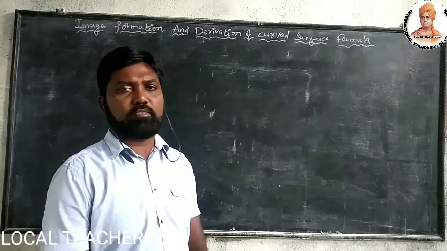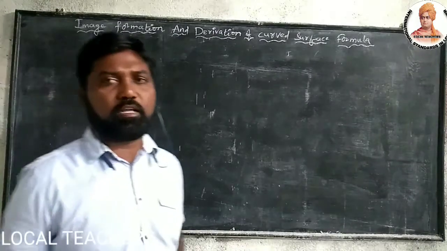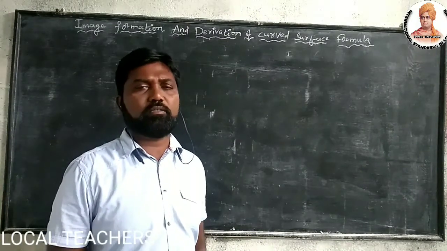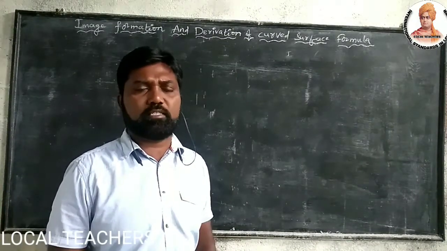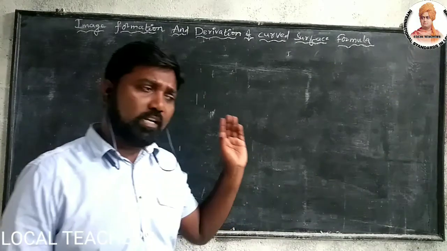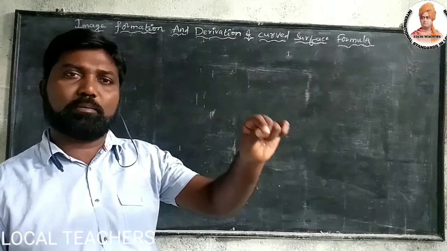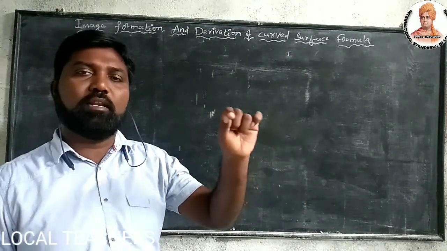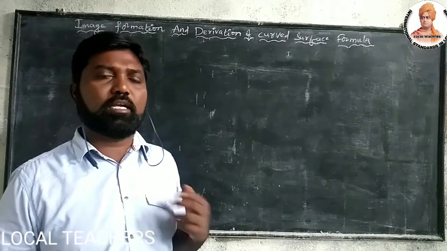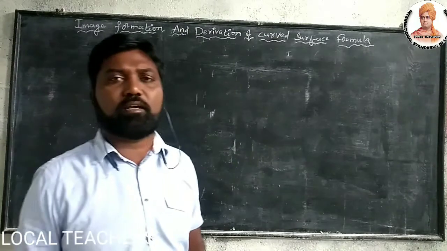Today we are going to discuss image formation and derivation of curved surface formula. Here, image formation is nothing but this: we know that when two reflected rays meet at a particular point, at that particular point only the image will form. So what is the second one? Derivation of curved surface formula.